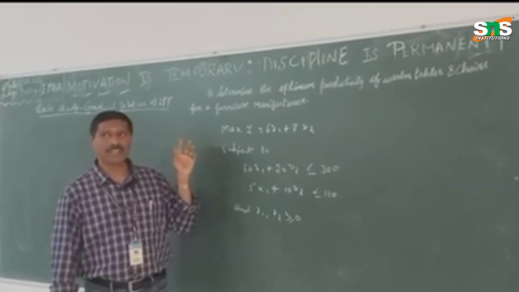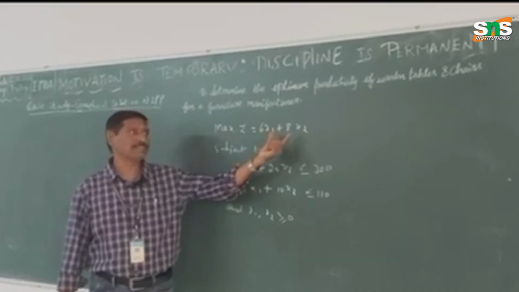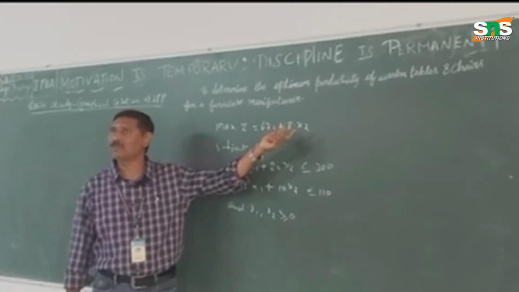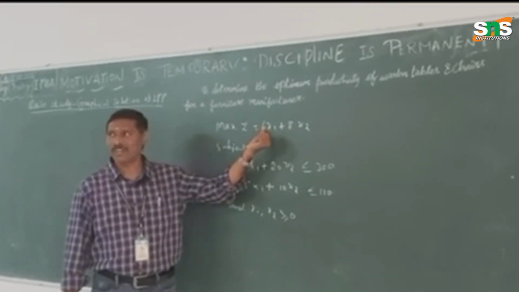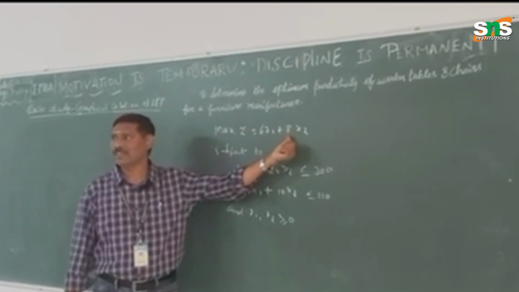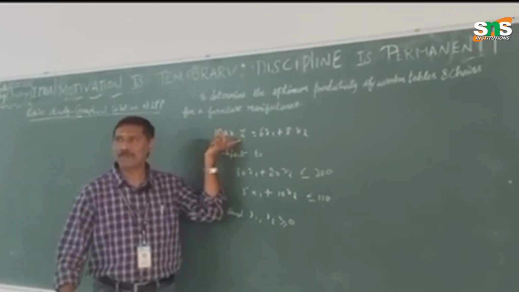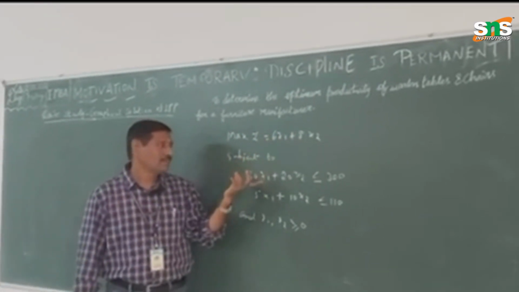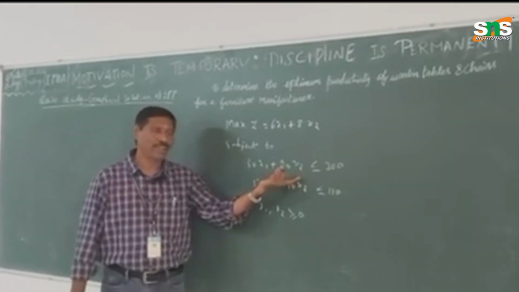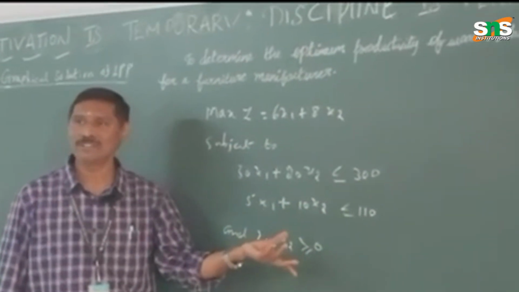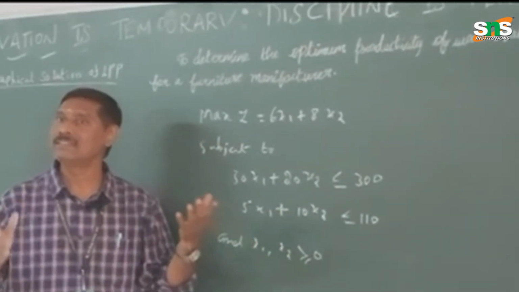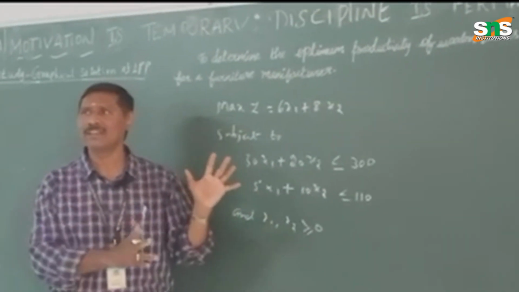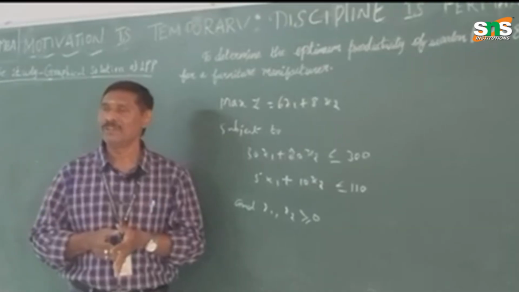The formulation of the LPP for the given data is: maximize z equals 6x1 plus 8x2, because there are two decision variables, x1 and x2. x1 is the number of tables and x2 is the number of chairs. The unit profit for a table is 6 and for a chair is 8. Therefore our objective is maximization, because we need maximum profit. Subject to the constraints 30x1 plus 20x2 less than or equal to 300, and 5x1 plus 10x2 less than or equal to 110. Since these data are available, x1 and x2 are greater than or equal to 0. Okay, this is the LPP, as we already discussed in previous videos.